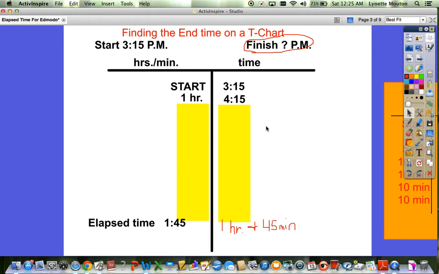Could you count by 1s? Yes, but you would have to count a lot. Could you count by 10s? Yes, you could, but I would rather you count by 5s because it's easier for you to keep that pattern because this ends with a 5.